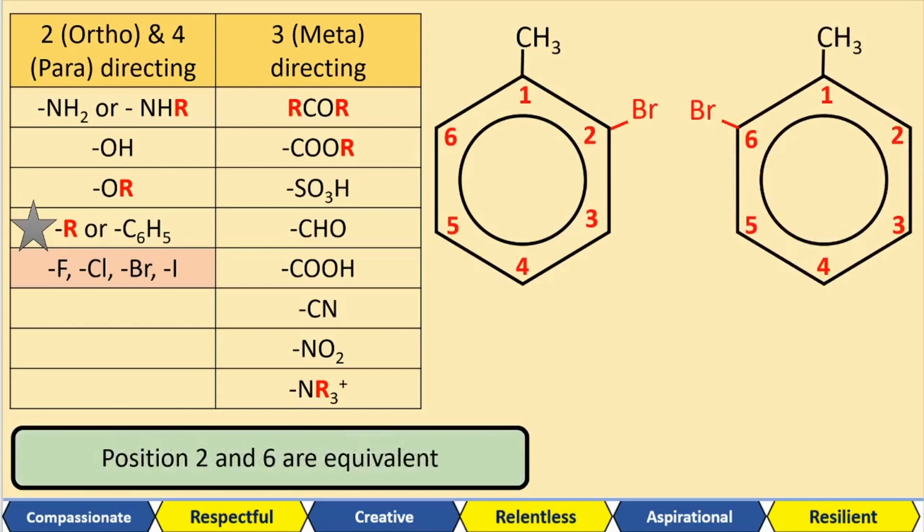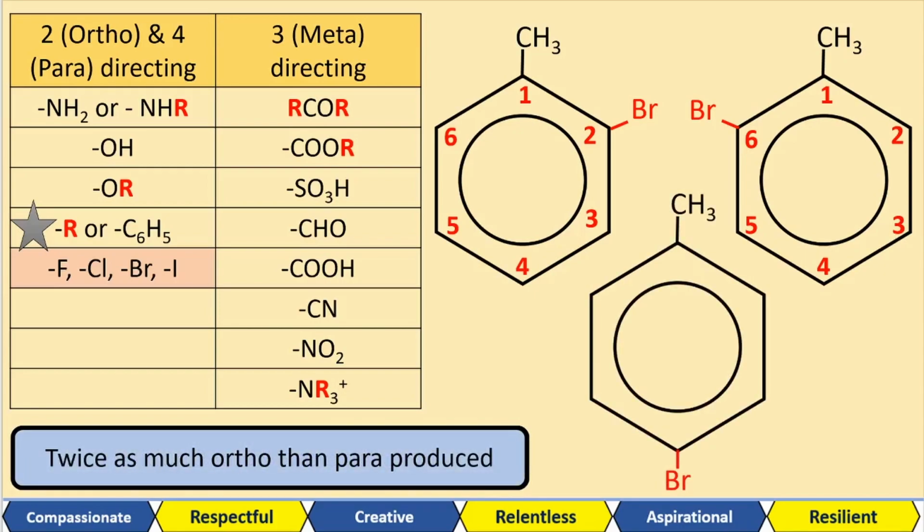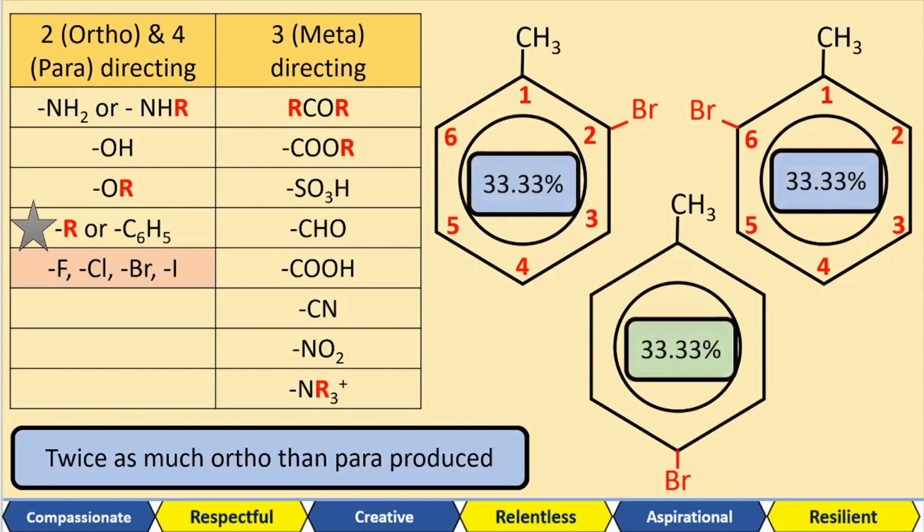We've got position 1, which is our methyl group, and then 2, 3, 4, 5, 6. Notice that position 2 and position 6 are equivalent. So when we form a product that's position 2 and position 6, they're absolutely equivalent. So we're going to have double that amount. But because it's 2,4 directing, we'll also have the 4 position. So we have 2 lots of the second position and 1 lot of the 4th position.